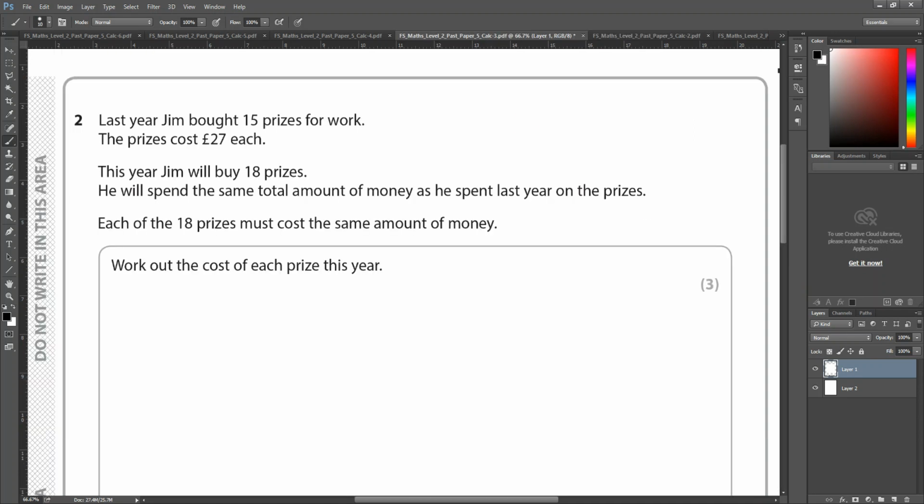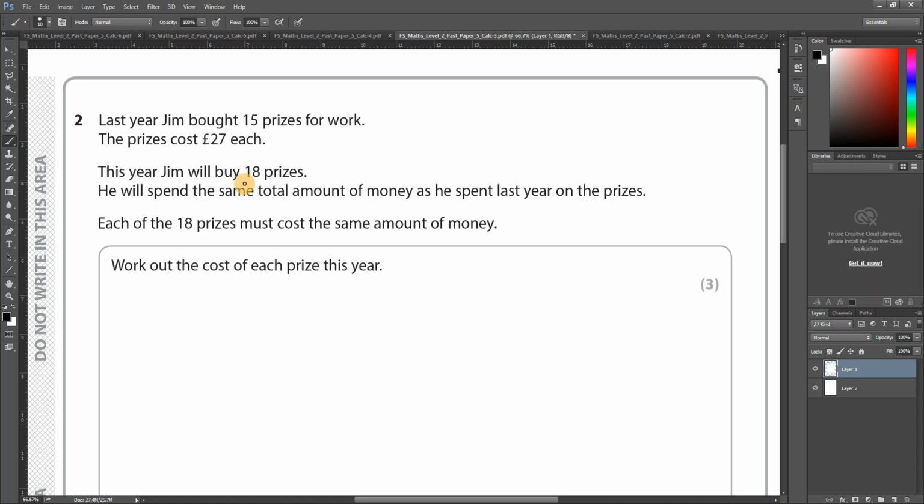Question 2. Last year, Jim bought 15 prizes for work. The prizes cost £27 each. This year, Jim will buy 18 prizes. He will spend the same total amount of money as he spent last year on the prizes. Each of the 18 prizes must cost the same amount of money. Work out the cost of each prize this year for 3 marks.